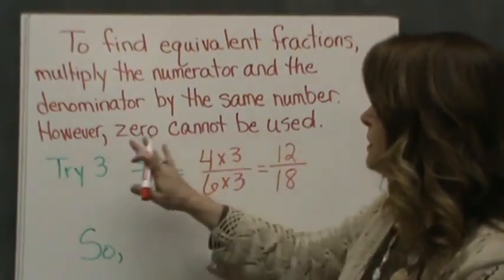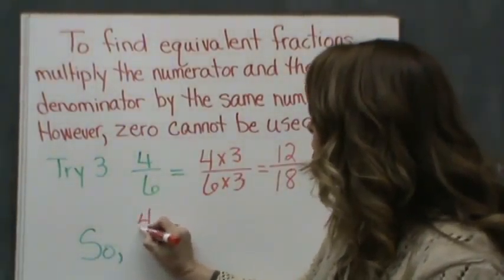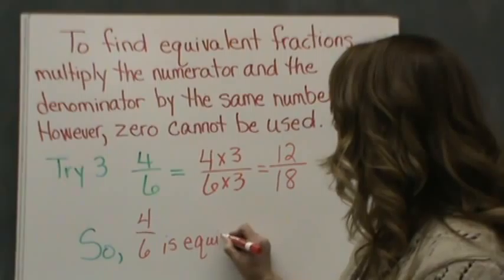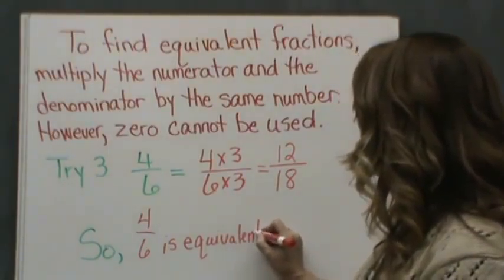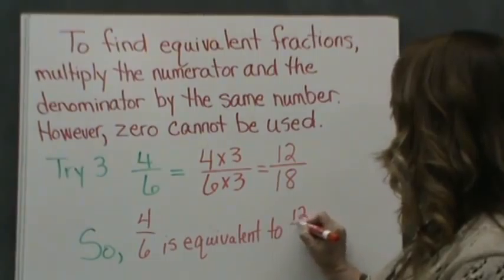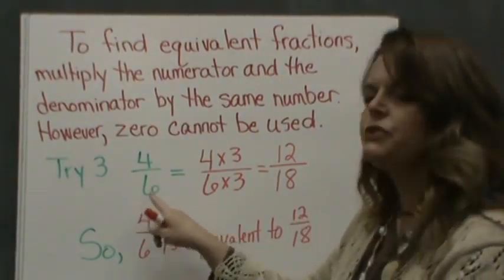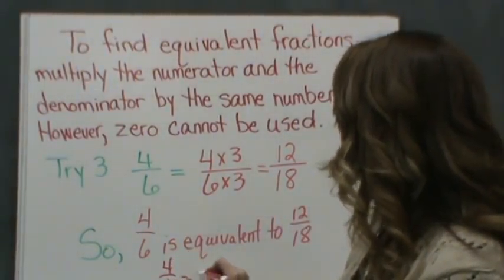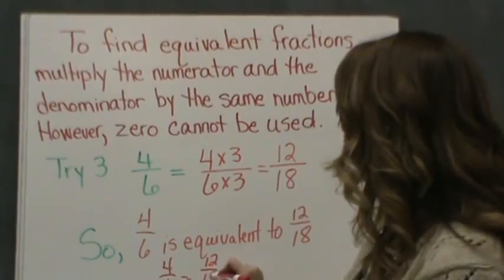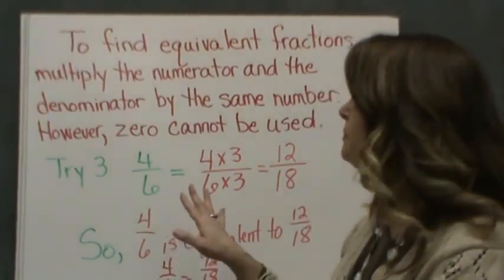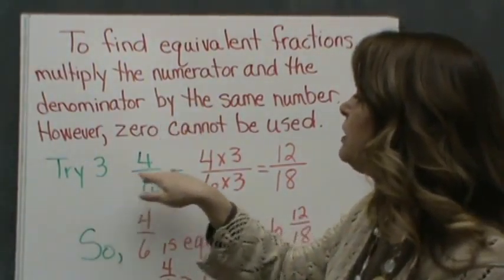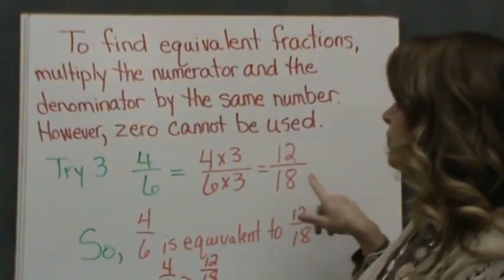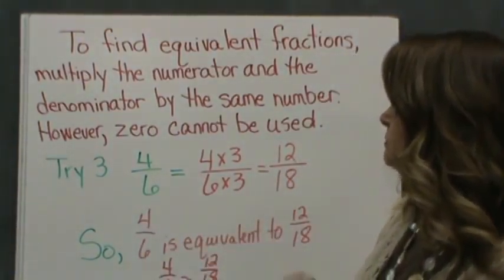So what this tells me is that 4/6 is equivalent to 12/18. These two fractions are equivalent. 4/6 is equivalent to 12/18. So it's that simple. If you're trying to find the equivalent fraction, pick a number and multiply your numerator and your denominator, and what you get here in the fraction is equal.